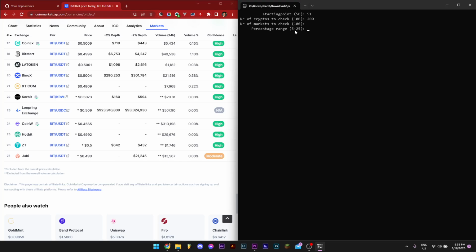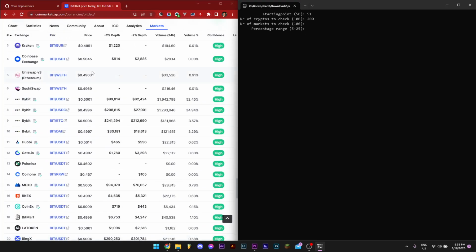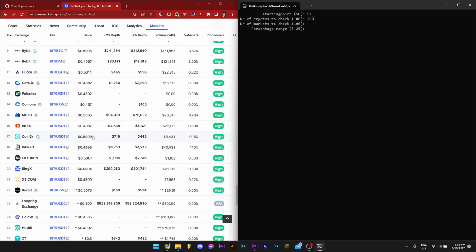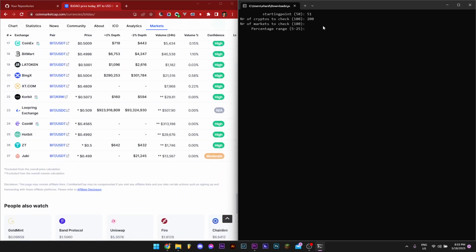And to stay realistic, it has the default percentage range of 5 to 25%, which means that the price difference has to be 5 to 25%, because anything bigger, like a 200% price difference, is obviously nonsense. It's probably just some weird anomaly here. So let's leave it at that.